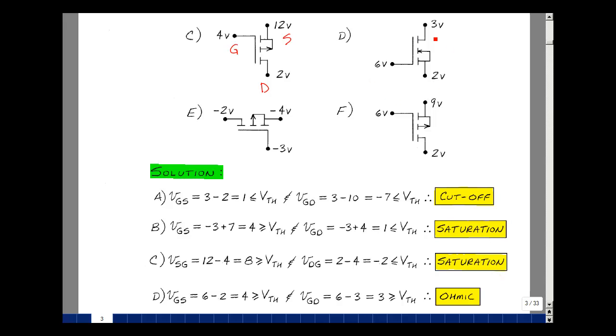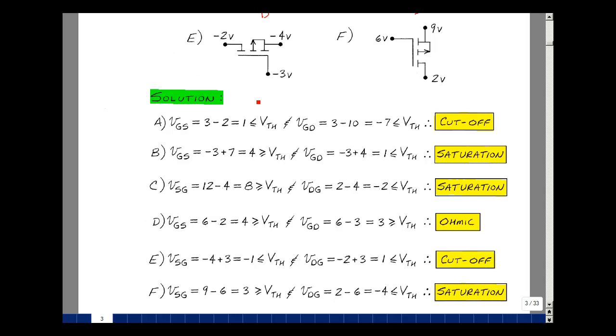Next transistor is an N-channel MOSFET. Here's my gate, source, and drain. And my gate source voltage is 6 volts minus 2, which is 4. That's greater than or equal to the threshold voltage of 2. And the gate to drain is going to be 6 minus 3, or 3, and that's greater than the threshold voltage of 2. So here my gate to source and my gate to drain are both greater than threshold, and that's our definition of the ohmic region.